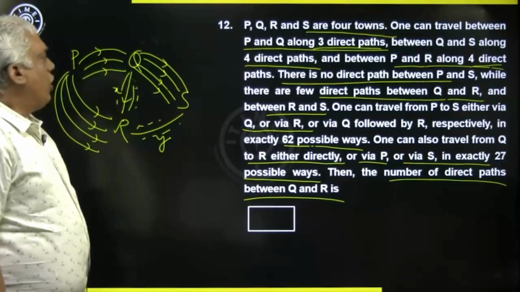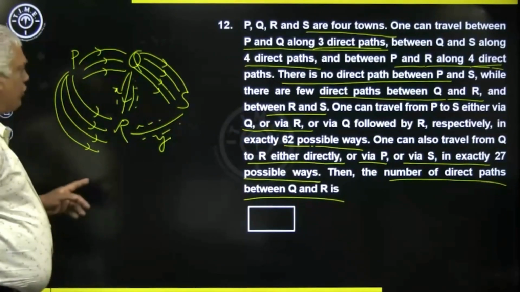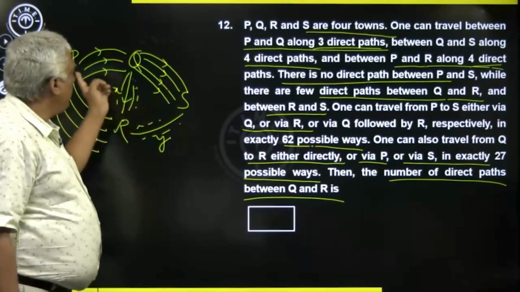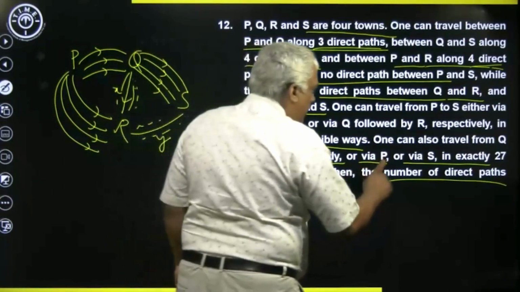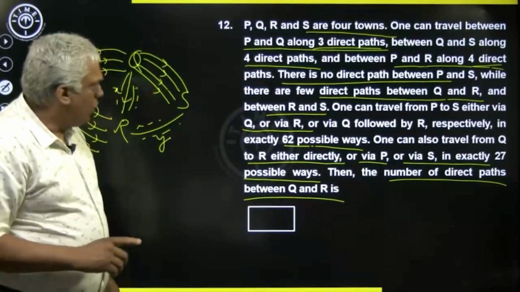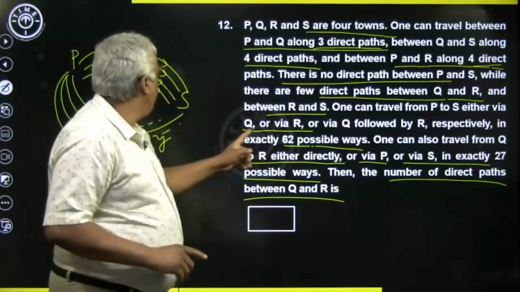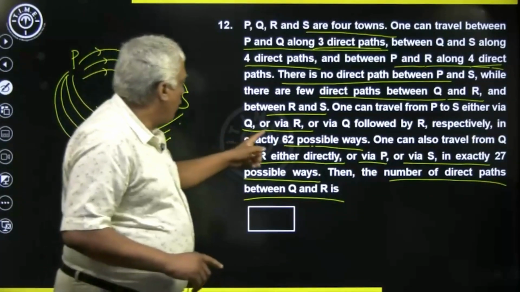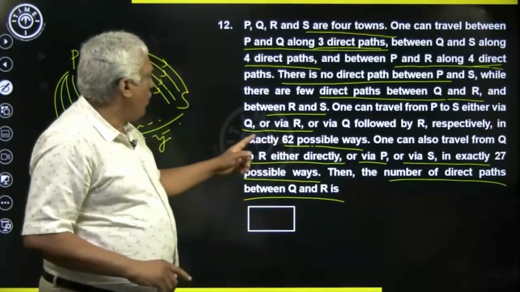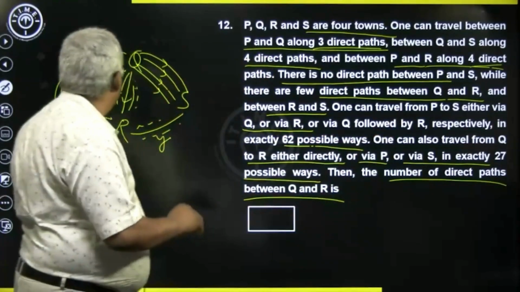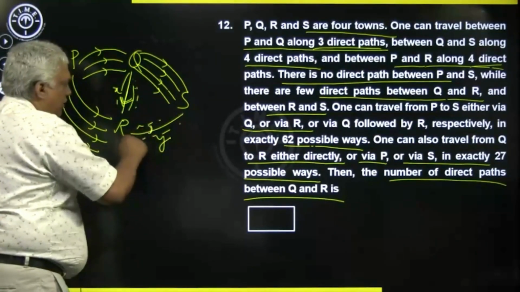Now, one can travel from P to S via Q, or via R, or via Q followed by R. So we can go from Q to R and then from R to S.